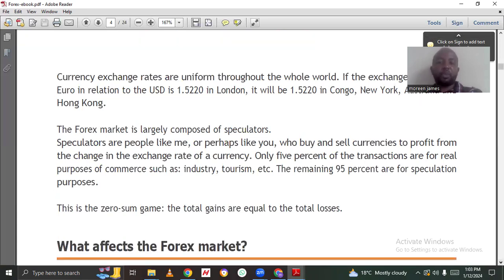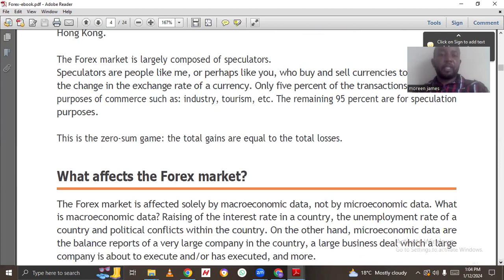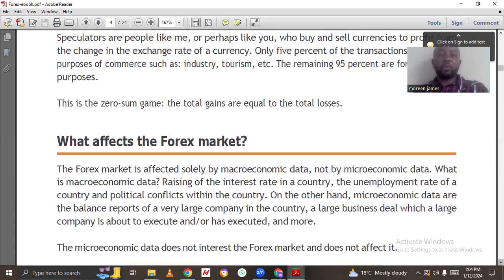It is largely composed of speculators. Speculators are people like me, or perhaps you, who buy and sell currencies to profit from the change in the exchange rate of a currency. Only 5% of the transactions are for real purposes of commerce, such as industry, tourism, etc. The remaining 95% are speculation. The reason we are doing speculation is so that we can make money. It's a zero-sum game, and the total gains are equal to the total losses.